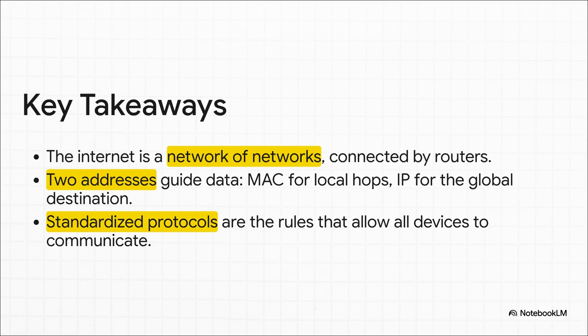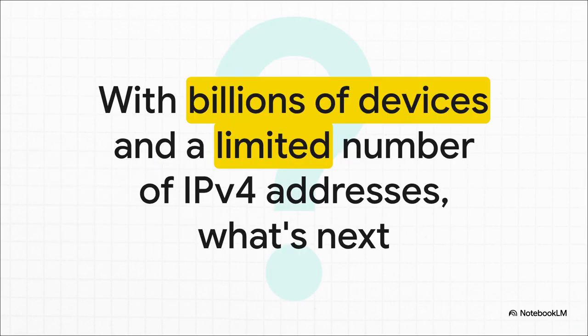So you see, when you boil it all down, this unbelievably complex system that we call the internet really works because of just a few really elegant ideas. It's a network of networks, all tied together by routers. And all of our data is guided by those two key addresses, the local MAC for the little hops and the global IP for the final destination. It all just works.